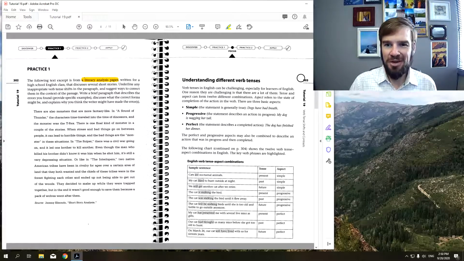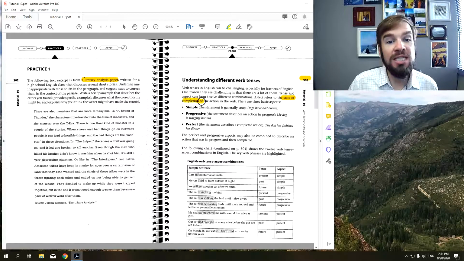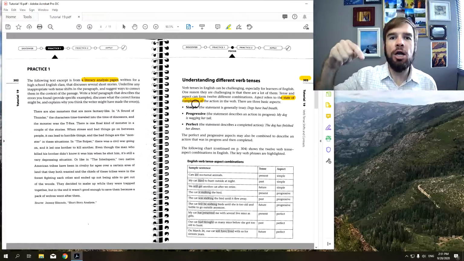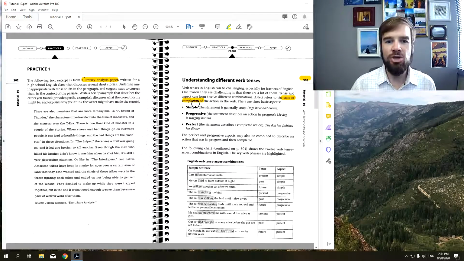All right, moving on to 303, understanding different verb tenses. Verb tenses in English can be challenging, especially for learners of English. We all know this. One reason they're challenging is that there are a lot of them. Tense and aspect can form 12 different combinations. Aspect refers to the state of completion. Completion means, is it finished or not finished? Is it ongoing or done, the action of the verb?